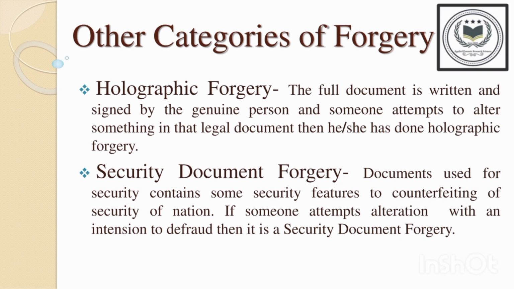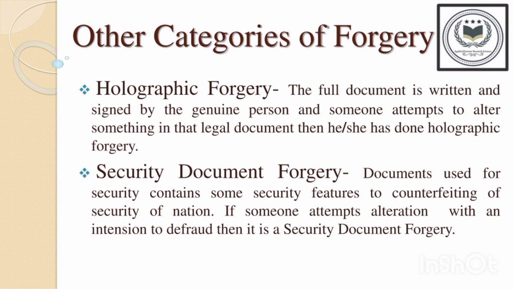Now we come to other categories of forgery. As I told earlier, forgery is of many types, but here I have put some. These types of forgery are: first, we'll describe holographic forgery. In holographic forgery, the full document is written and signed by a genuine person, but someone comes and tries to alter it. It is usually seen in legal documents.